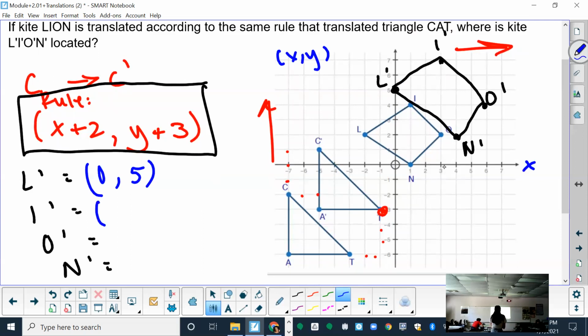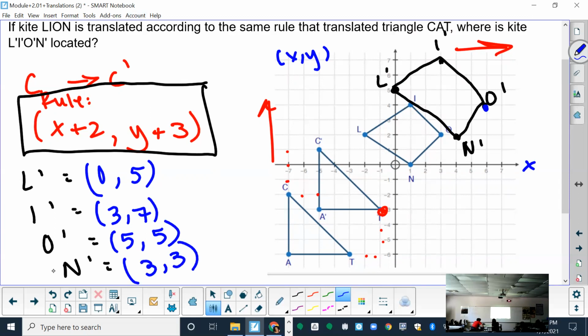What's I prime? What coordinate? 3, 7. O prime is what coordinate? I read it as 6, 4. Let me check my paper. Oh wait, it is 5, 5. I guess I just put it wrong on the screen. All right, but it is 5, 5. And then N prime is what? 3, 3. All right, good. Any questions?